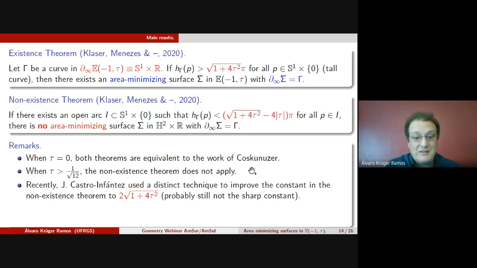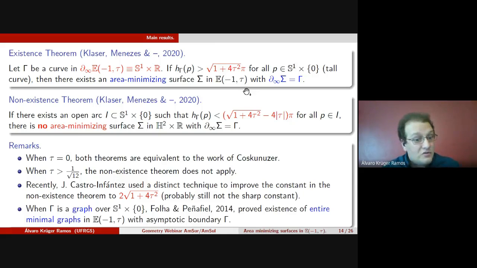And to me, this is a little tricky. I don't know how I would improve this constant here. But okay, so another result about area minimizing surfaces in E-1 tau is by Folha and Peñafiel, where they prove the same result as Nelly and Rosenberg. When gamma is a graph over S1 times 0, then you can find an entire minimal graph with that asymptotic boundary, and if it is an entire minimal graph, it is area minimizing.